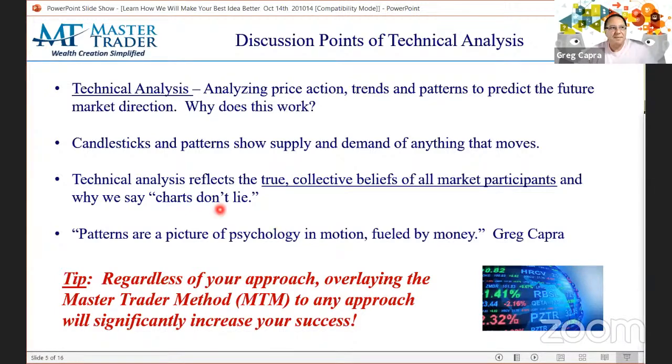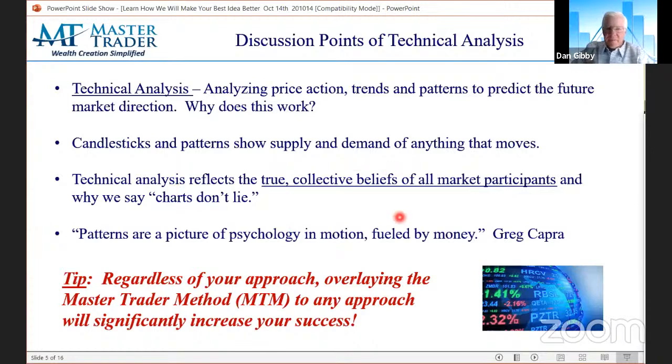Let me just focus on this third point of why we believe in technical analysis. It works because there are so many different types of market participants, both in terms of reasons they're entering and time frames they're trading, fundamental analysis, whatever, looking at the moon. But technical analysis is the sum total, because it's collecting all those buys and sells from all market participants all over the world. And so we say it's the true collective beliefs, and that's what we are trading. And that's why we say charts don't lie.